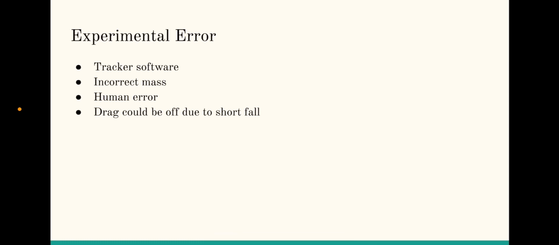Some experimental error that we need to be aware of in this experiment are, first, the Tracker software may not be entirely accurate. We may have calculated the mass wrong. There could be some human error in the calculations or the predictions that could greatly change our outcome. And then the drag could be off in this experiment due to it being such a short fall.